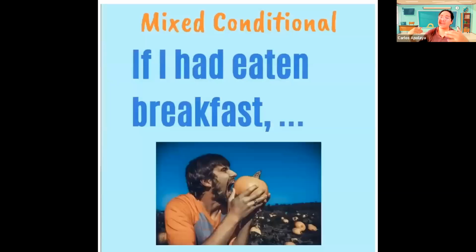And then we have mixed conditionals. The mixed conditionals can be a situation in the present with a result in the past, and a situation in the past with a result in the present. For example, I studied chemistry and I'm working as a teacher. If I hadn't studied chemistry, I wouldn't be teaching. Situation in the past with a hypothetical result in the present.